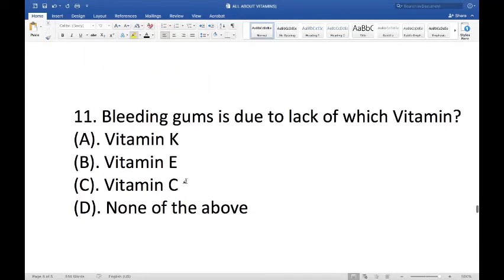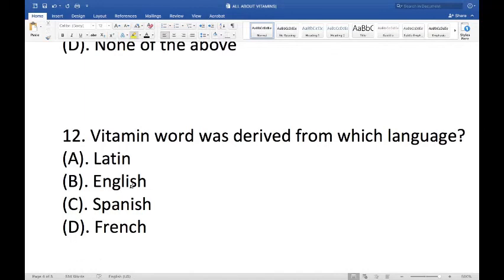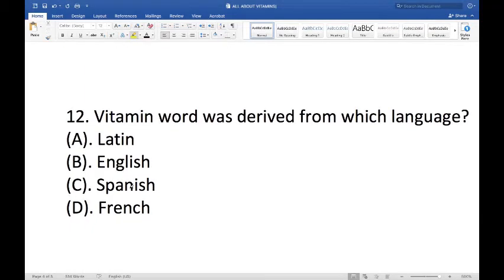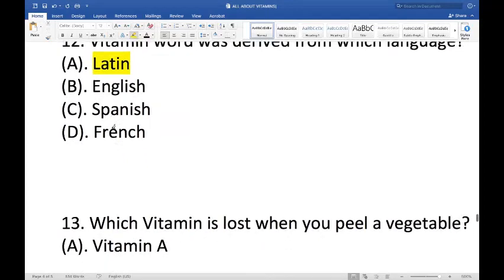Next question. Bleeding gums is due to lack of which vitamin? Again, refer back to the table. Bleeding of gums is due to vitamin C. Deficiency caused by a lack of vitamin C is known as scurvy, and scurvy contributes to abnormal bleeding of gums. Next question. The word vitamin was derived from which language? So vitamin is a word derived from Latin.